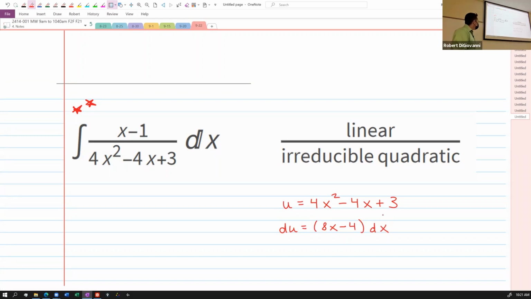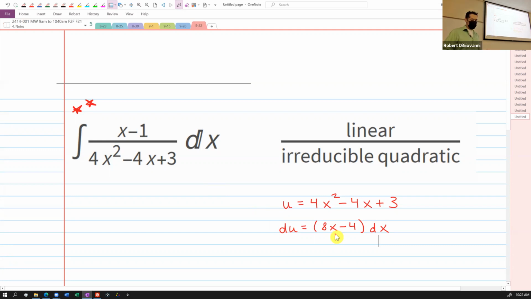No. Oh, shoot, man. Almost works. If these were both 8s, then I could just pull an 8 out or divide by 8 and it would match exactly. It'd be beautiful. It'd be perfect. It doesn't match though. This is not the top. Do y'all see that? So here's the part: I'm going to make the numerator match this 8x minus 4. I'm going to force it to happen.